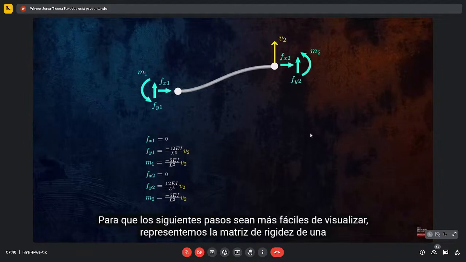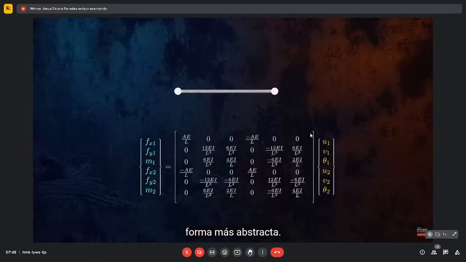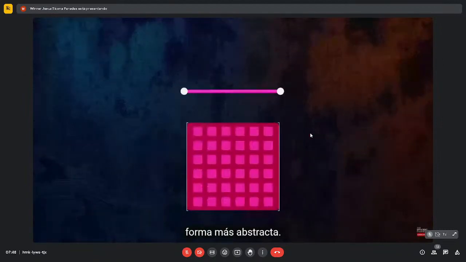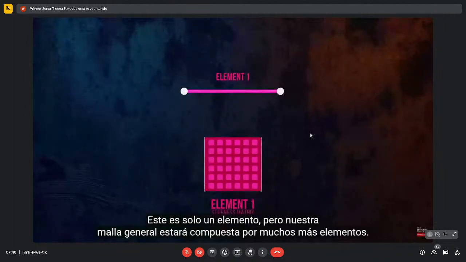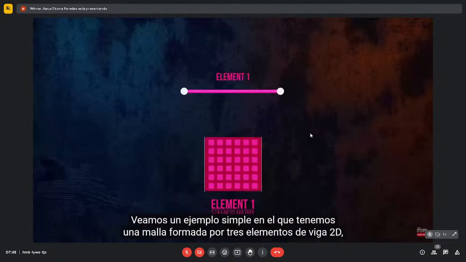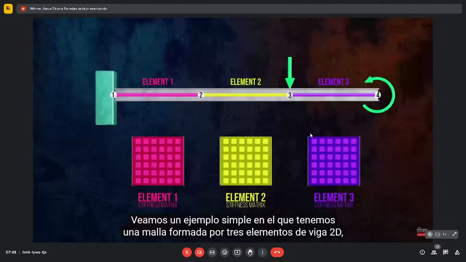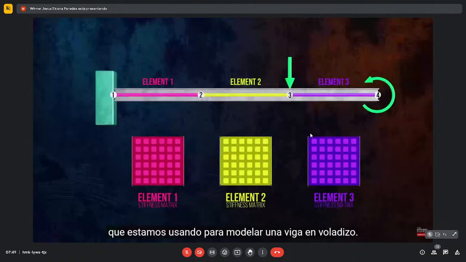To make the next steps easier to visualize, let's represent the stiffness matrix in a more abstract form. This is just one element, but our overall mesh will be made up of many more elements. Let's look at a simple example where we have a mesh made up of 3 2D beam elements that we're using to model a cantilever beam.